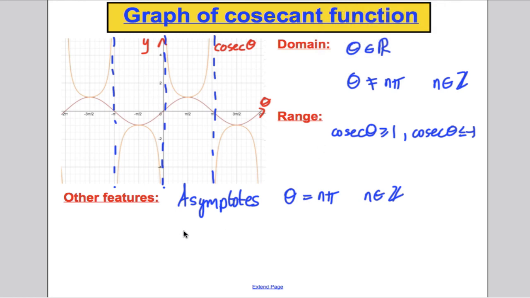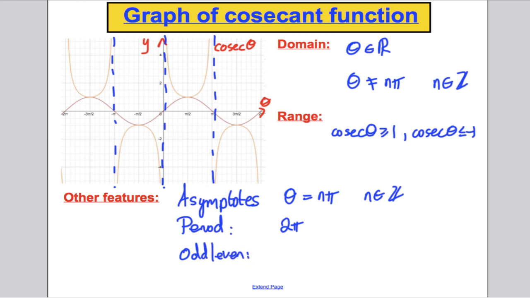When does it repeat itself? What's its period? Well, it repeats itself from here, minus 3 pi by 2, to pi by 2. It takes 2 pi to repeat itself. And lastly, odd or even. Is it odd or even?